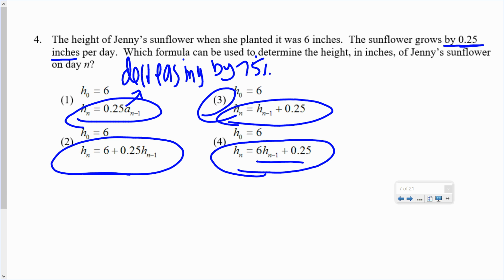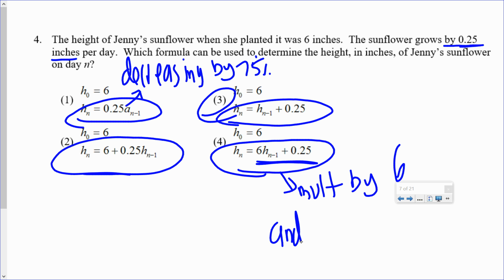This one is saying that it's multiplying by 6 and adding 0.25. Don't overthink this. Recursive, you're just taking the previous term and telling me what you're doing to it. You're not multiplying the previous day's height by 6 and then adding 0.25. That's what this is saying. This says, okay, well, the first day was 6. So now the second day, we're going to multiply that 6 by 6 and then add 0.25. And the next day, we're going to multiply that height by 6 and add 0.25. No, we're just taking the previous day's height and we're adding 0.25 to it.